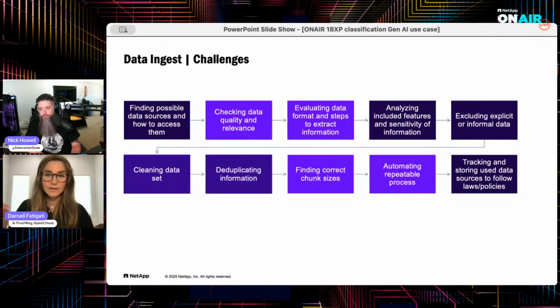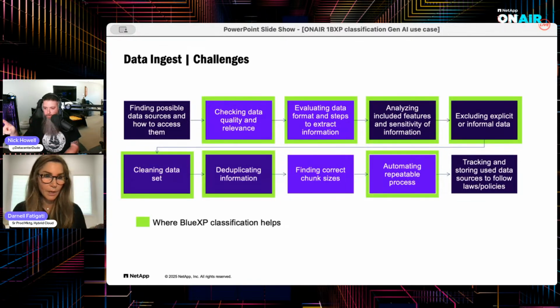And then chunking up the data, right? So finding the correct chunk sizes, which isn't necessarily classification. I'll show you in the next slide where classification can help. But having automated and repeatable processes. And then the last part, tracking and storing the data sources to follow your laws and your policies.